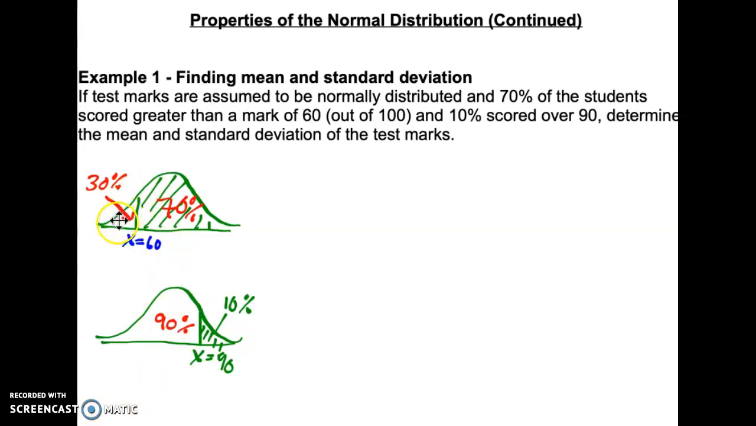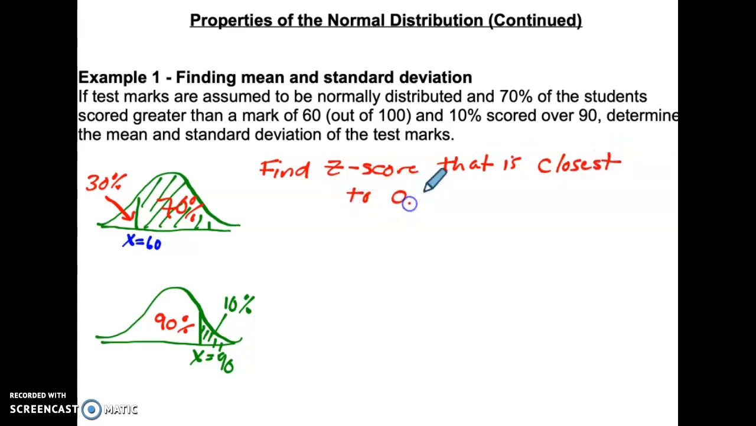And remember, we're using those two values because the z-score table actually gives us the percentage that is less than. So we're actually kind of working backwards here in that we already know what the percentage is. We're actually going to find the z-score. Okay, so we want to find the z-score that is closest to 0.3, because that's 30% and 0.3000.